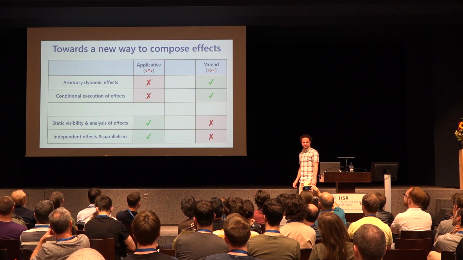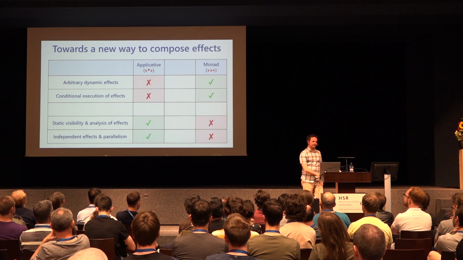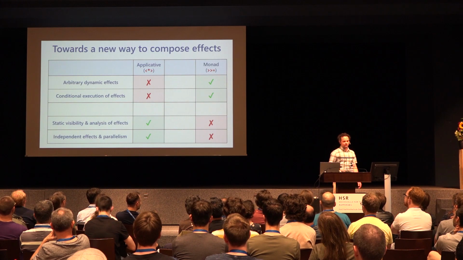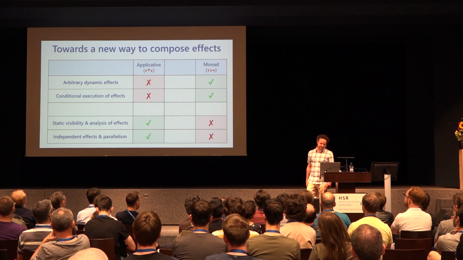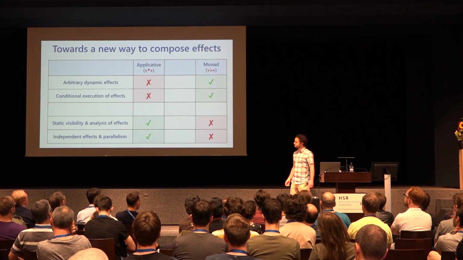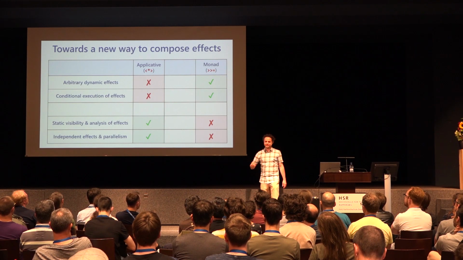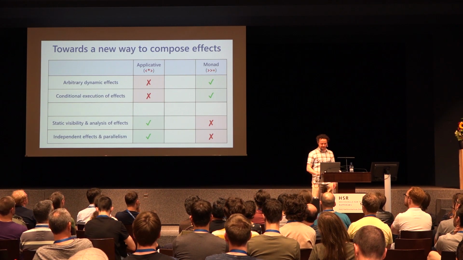Okay, so there is a suggestive row in between. This is something that I discovered during my work on this paper. There's one interesting feature that neither applicative functors nor monads can express.